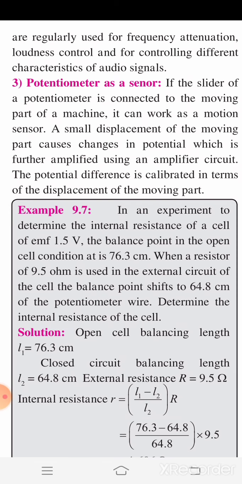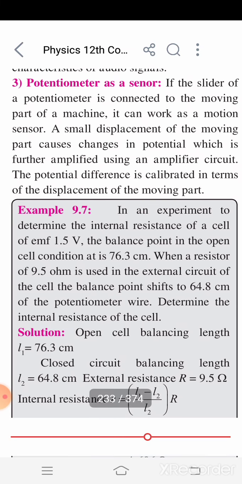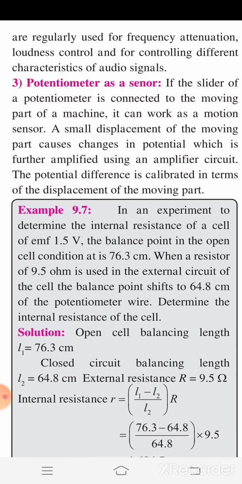This change in potential is further amplified, means increased, using an amplifier circuit. The potential difference is calibrated in terms of displacement of the moving part. Means to measure potential difference we displace the moving part of that machine, so that the potentiometer is used as a sensor. That is the third application of potentiometer which is used for practical purposes.